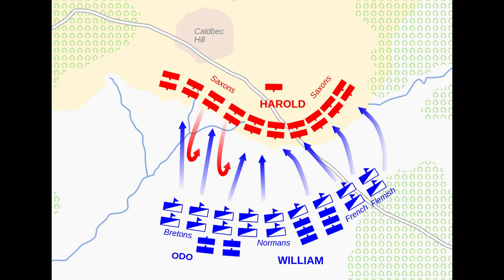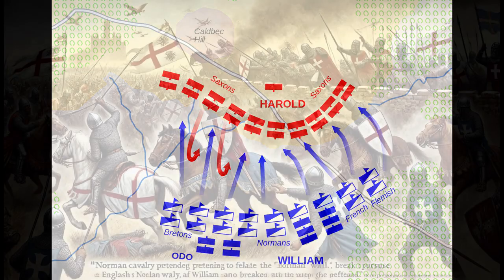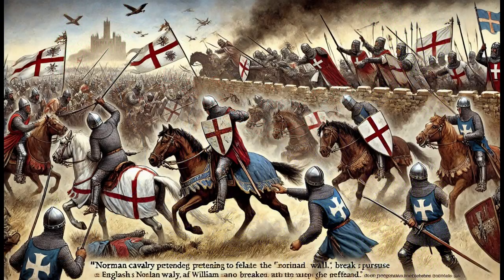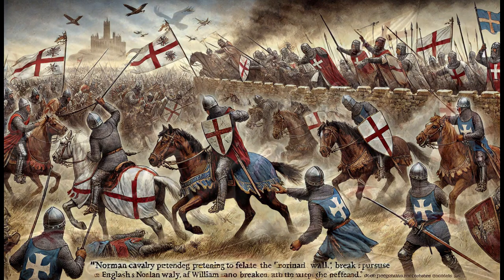However, the Normans soon employed a brilliant maneuver that would turn the tide of the battle, the feigned retreat. At key moments, sections of William's cavalry pretended to flee in panic, luring parts of the English army into a disorganized pursuit. Once the English lines were broken, the Normans turned and attacked, exploiting the gaps in the shield wall. This tactic proved devastating, weakening the English defenses and exposing them to further attacks.